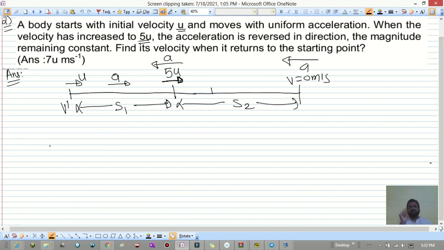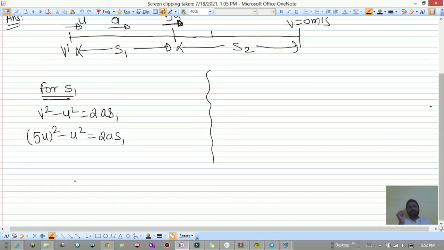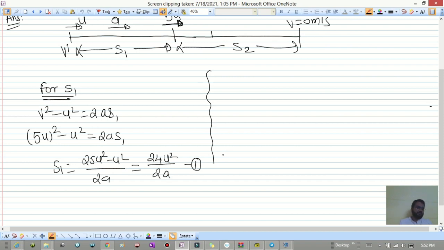Sure, let's start. For S1 we have the third kinematical equation, v squared minus u squared is equal to 2a S1. So (5u) whole squared minus u squared is equal to 2a into S1. So S1 is 25u squared minus u squared divided by 2a, which is equal to 24u squared divided by 2a. This is equation number 1.